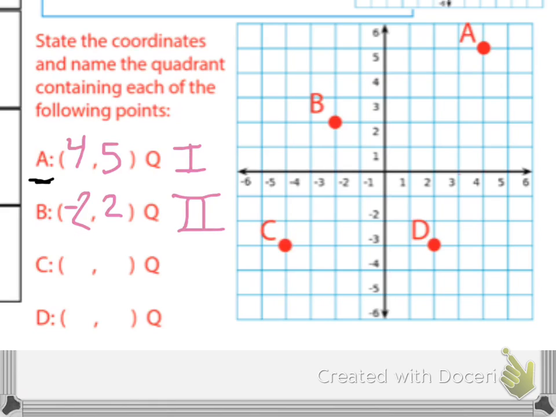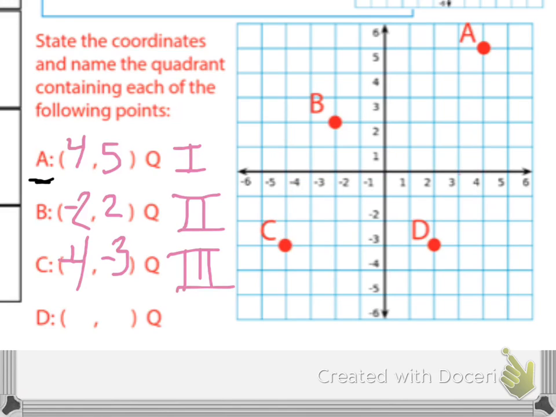And let's move right along to C. C is right over here. So from the origin, from the middle, where these 2 axes intersect, how many units do I have to move to the left? So that's going to be a -4. And then from there, I have to go down 3 units. So because I went down, that's a -3. And this one is located in quadrant 3.